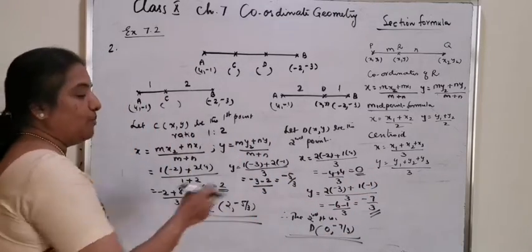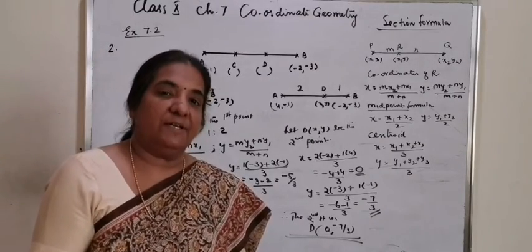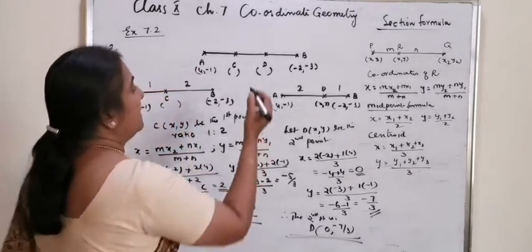So these are the 2 points of trisection where the line is divided into 3 equal parts. It's a very important 3-mark question.